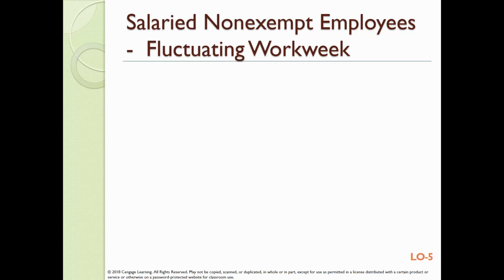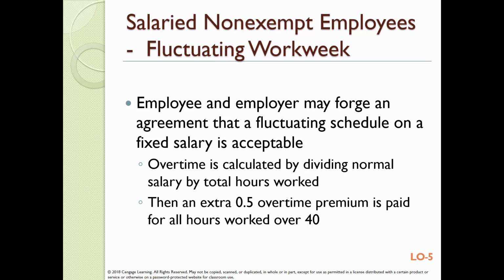Some people have fluctuating work weeks. In other words, it's very common in my company that one week I'm working 32 hours and the next week I'm working 46 hours. We can forge an agreement, you and I as employee and employer, whereby a fixed salary is acceptable, and then my overtime is calculated by taking my normal salary and dividing it over the hours worked, and then tacking on a premium.